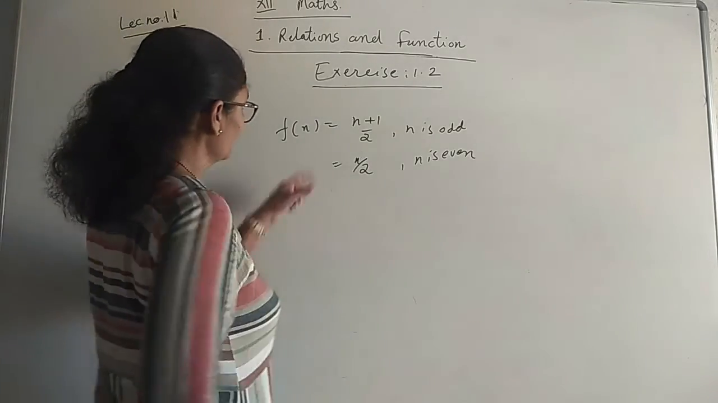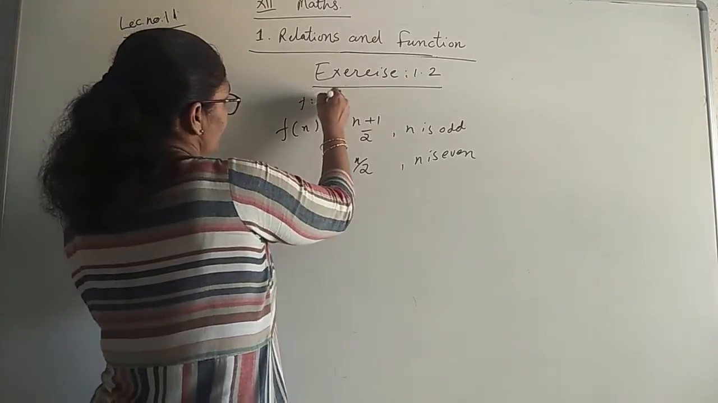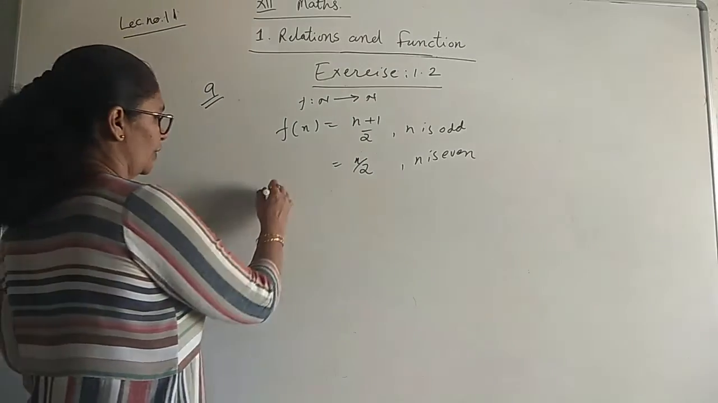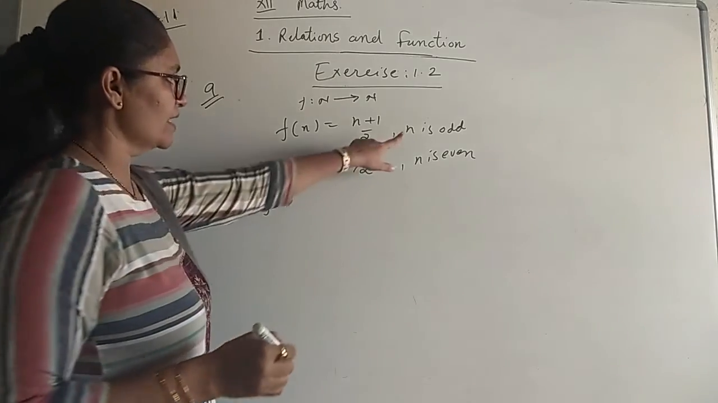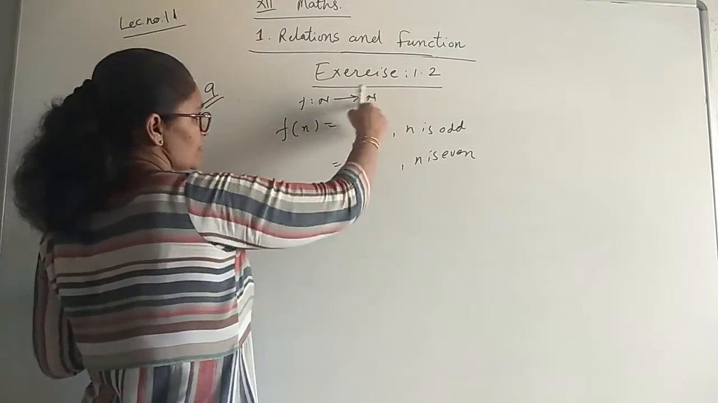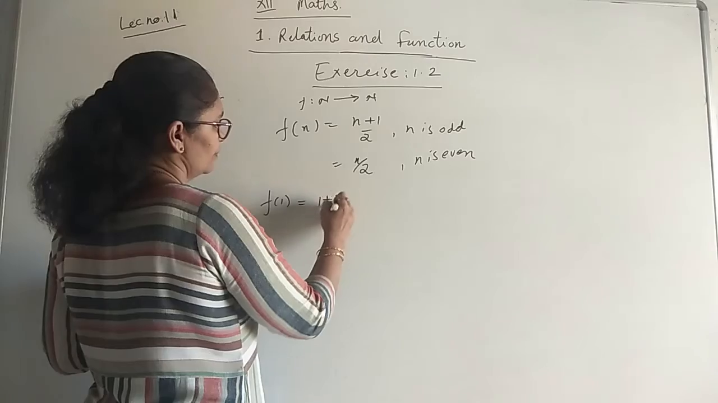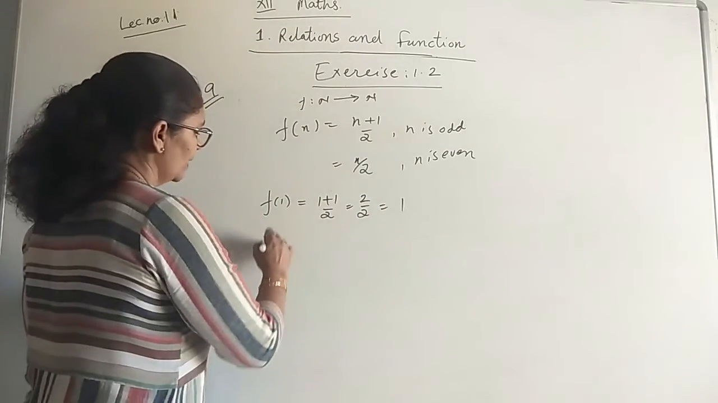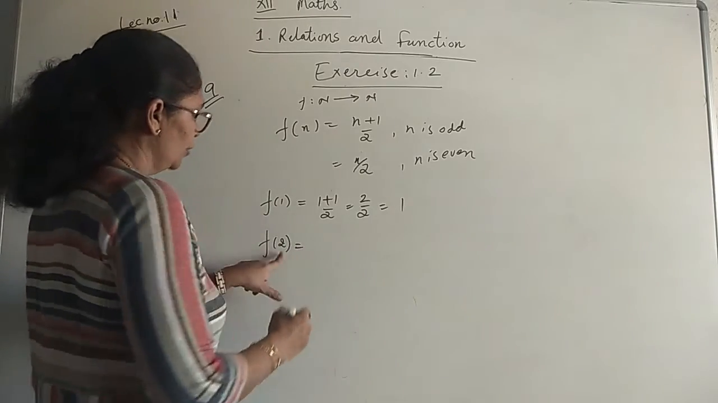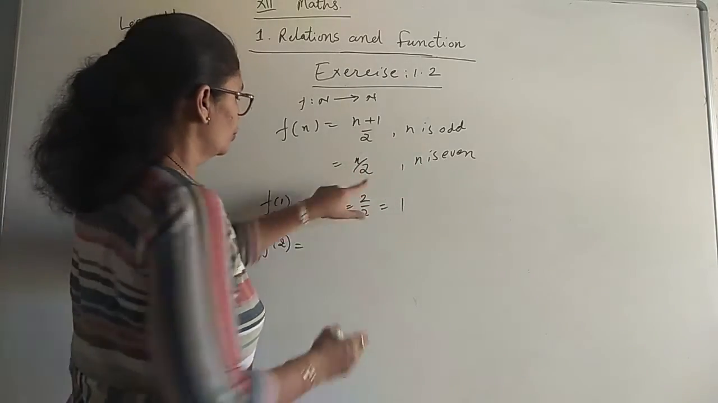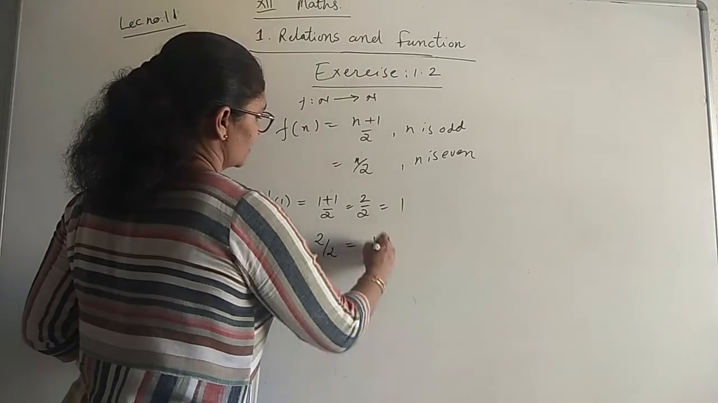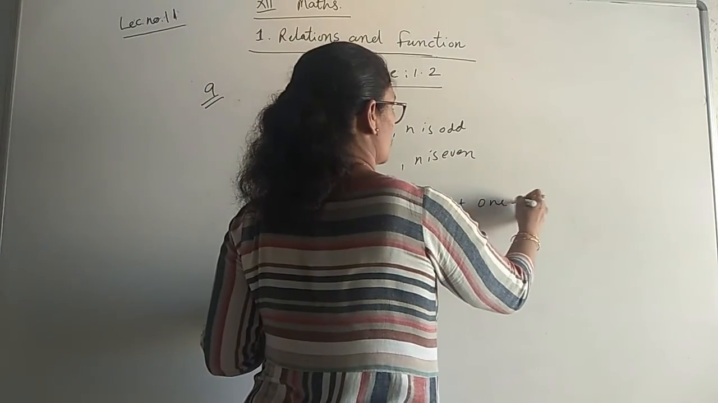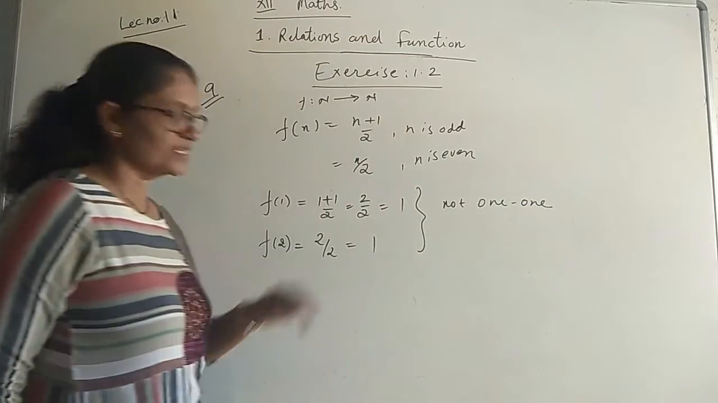Okay, let's first start with natural numbers, f from N to N given. Our first natural number is 1, and you already know 1 is an odd number, so we have to choose this function. What is it? (1 plus 1) by 2, that means 2 by 2, you get 1. Let's take the second natural number, 2. 2 is an even number, so 2 by 2 is again 1. So for 2 different inputs you get the same answer. So not one-one. First thing clear?